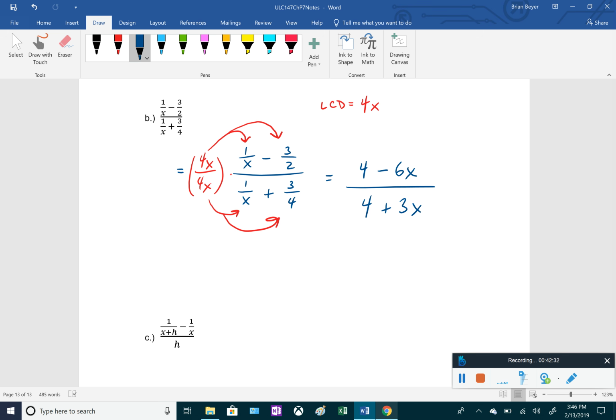The ones we have to omit, once again, we can't let these smaller fractions be 0 in the denominator, so x can't be 0. And then from this denominator, that can't equal 0, which means x cannot equal, we would subtract 4 and divide by 3, so negative 4 over 3. So x cannot equal negative 4/3 and 0.